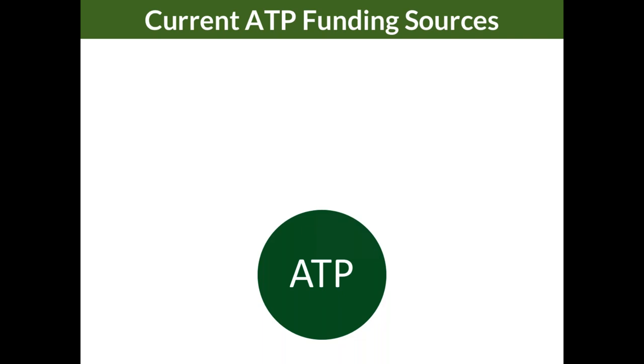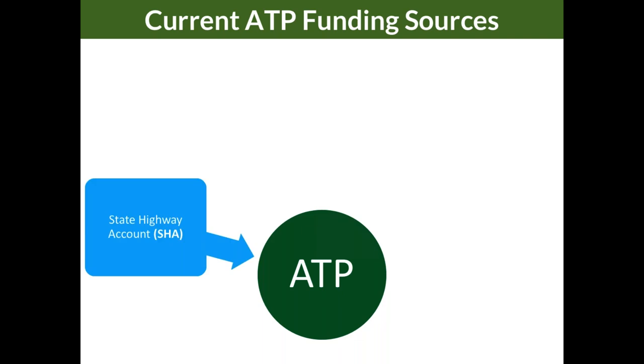Okay, going into the current ATP funding sources. So the ATP is funded through a mix of state and federal funding sources. It's funded through the State Highway Account. For those of you who have been in this a long time, those funds are comprised of what was formerly the Bicycle Transportation Account and the state's Safe Routes to School program.